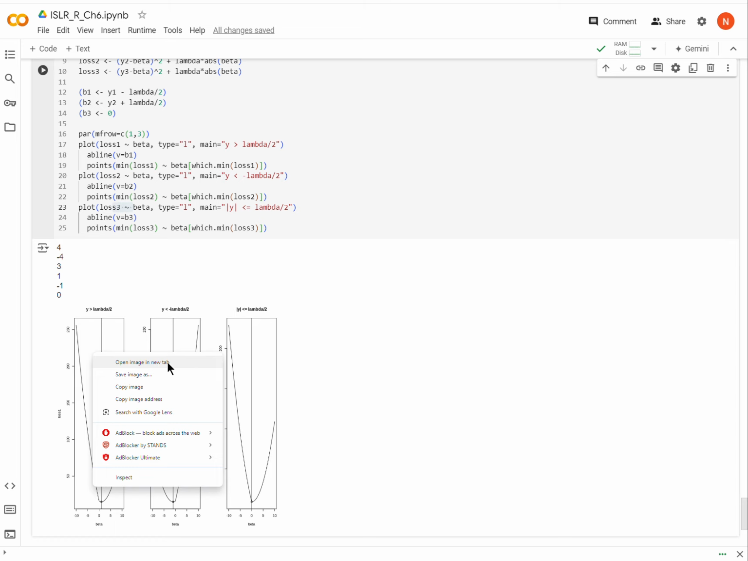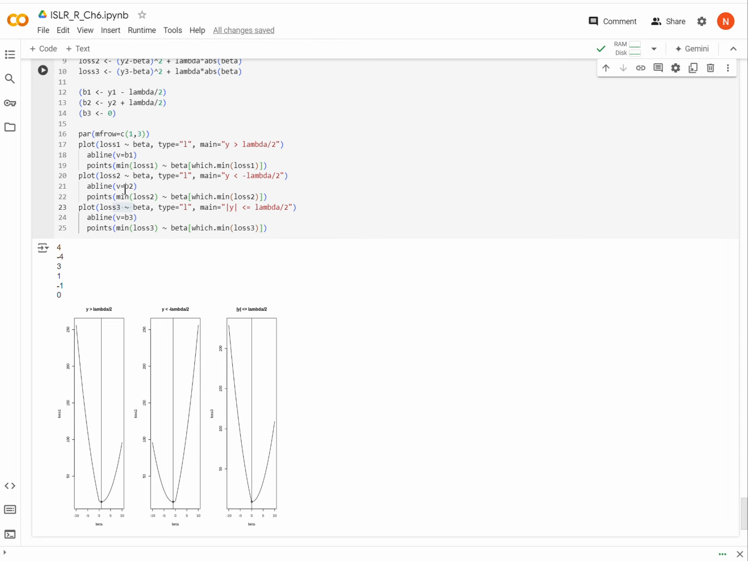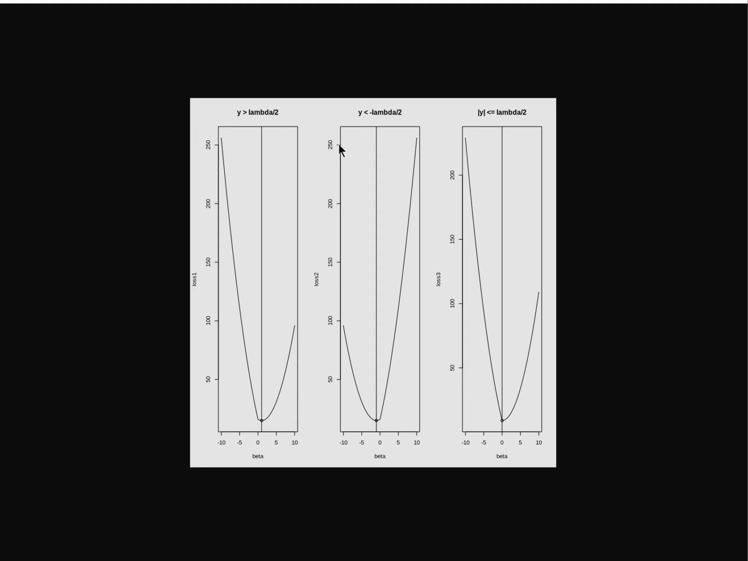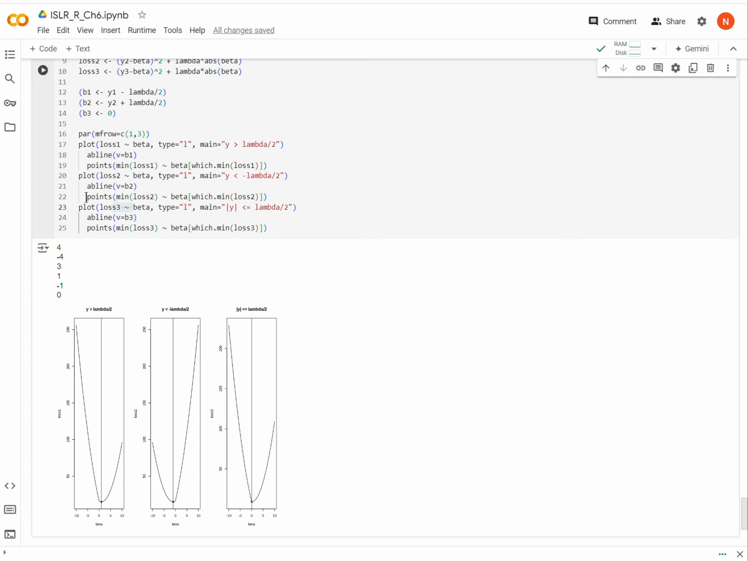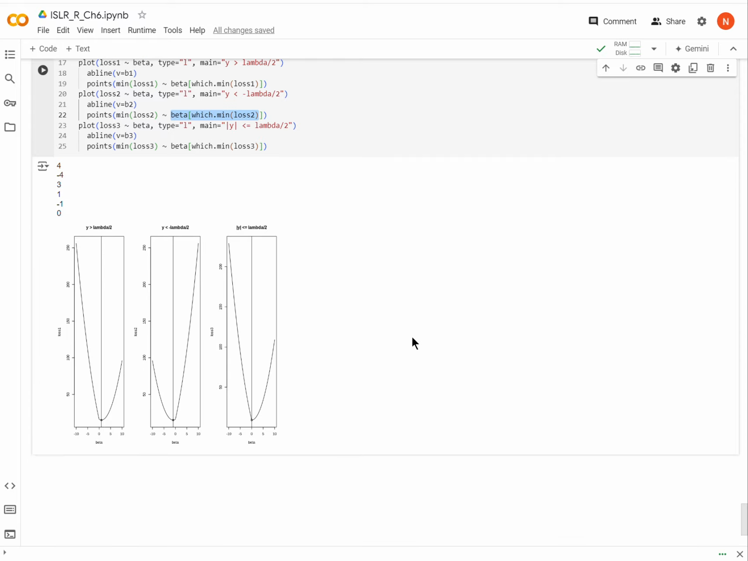and let me just open this up in a new image here. So here we have y greater than lambda over 2. I drew lines at our analytical solutions, and then I put points at the minimum of the loss function. So the points are taking place where we found the minimum of my calculated loss function at the beta that corresponds to that loss function. And you see that they line up here. So we've shown it analytically as well as graphically. Okay, we'll call that good.